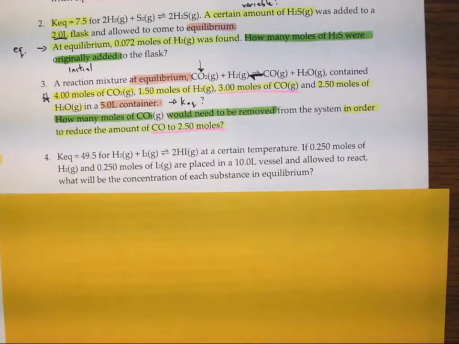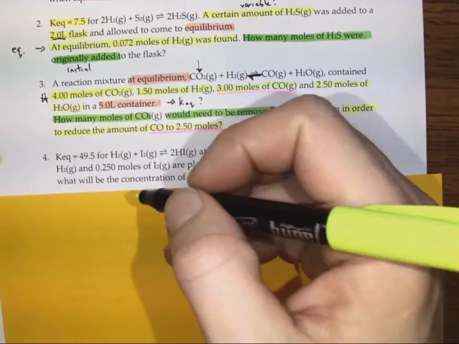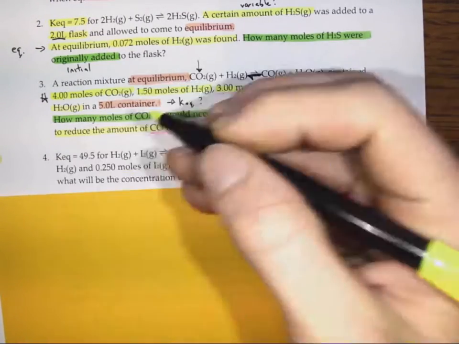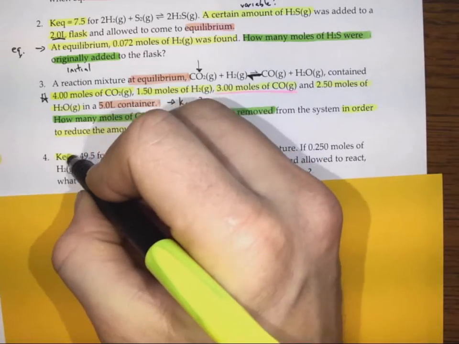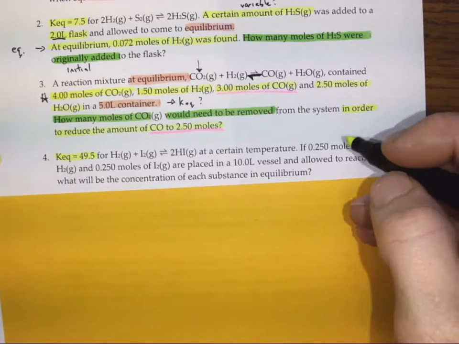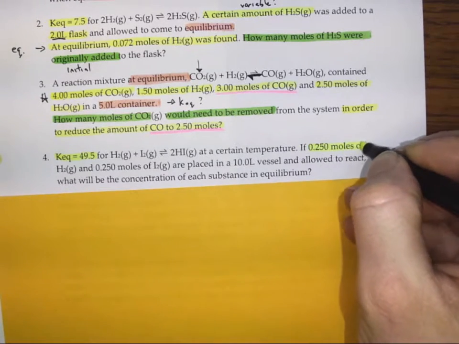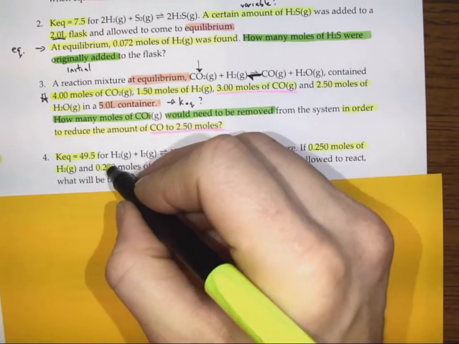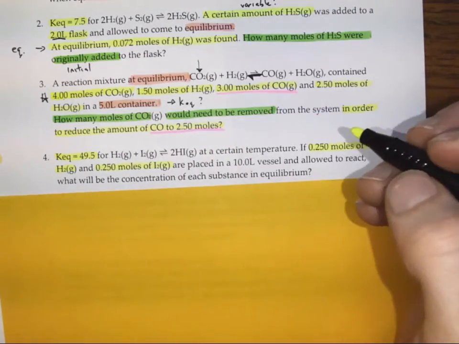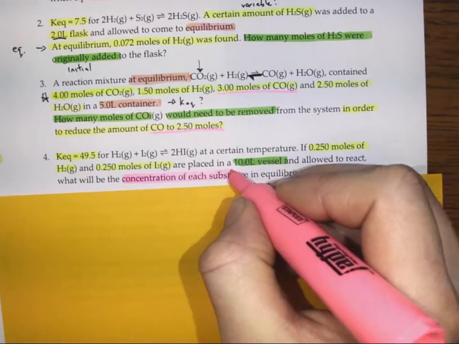Constant questions. All right, so we're going to move on to question 4. Question 4 says we've got some reaction at equilibrium, and we know the Kc is 49.5. We have some reaction at a certain temperature. 0.25 moles of hydrogen gas and another 0.25 moles of iodine are placed in a 10-liter vessel, allowed to react. The question is, what is the concentration of each substance at equilibrium?